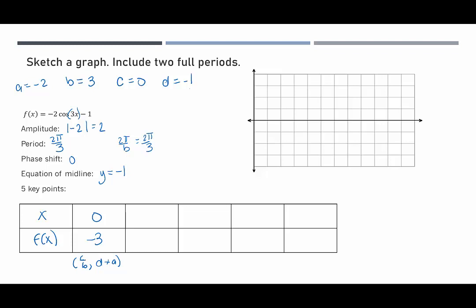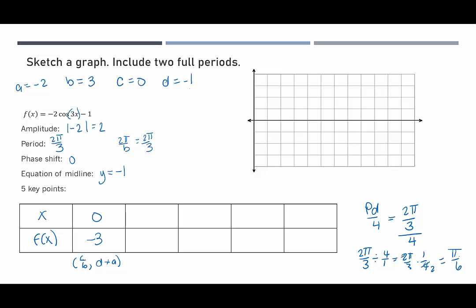Okay, to figure out the next key point, so we're starting at the bottom, we want to go to the midline. That should be our y coordinate, but what is the x coordinate? So to figure that out, we're going to take the period and divide it by 4. Period divided by 4, that's 2 pi over 3 divided by 4. We have a nice complex fraction here. We have 2 pi over 3 divided by 4 over 1. This is 2 pi over 3 times 1 over 4. Before I multiply, I'm going to simplify as much as I can. Okay, so we end up with pi over 6.